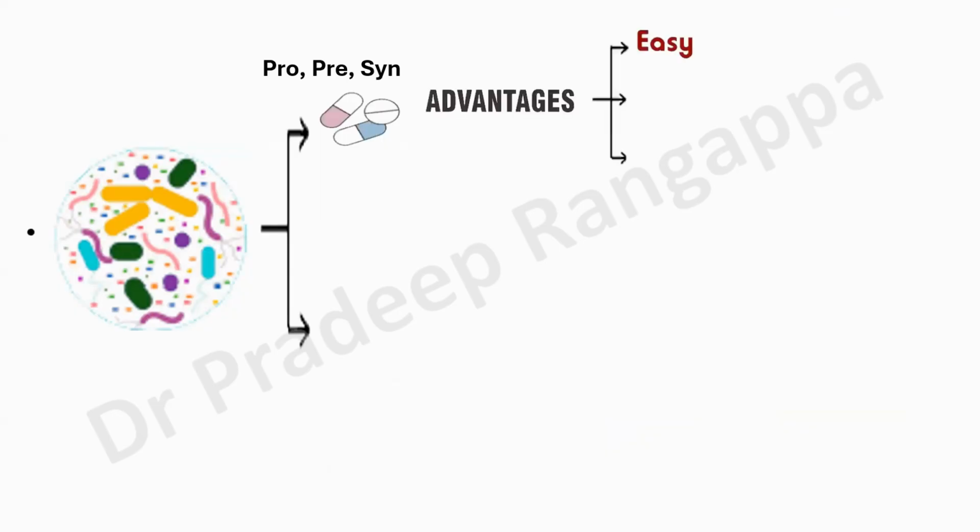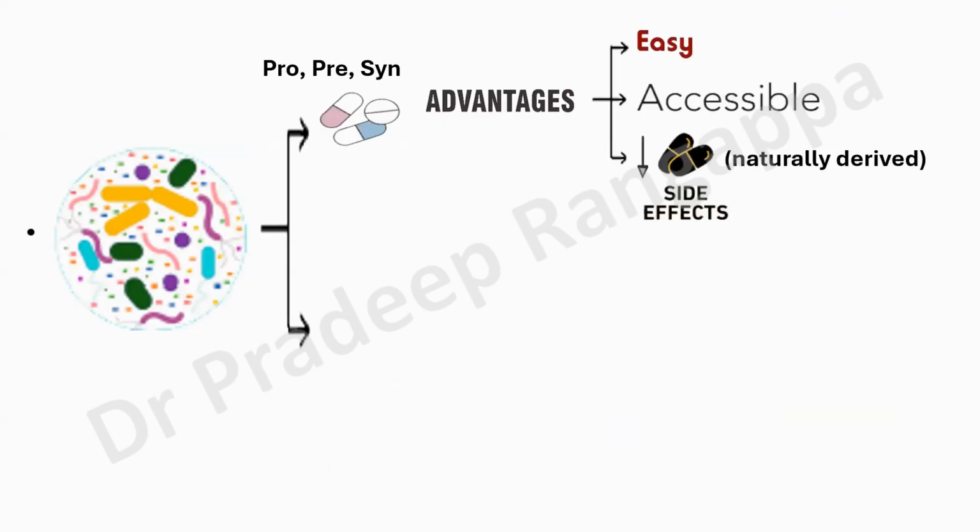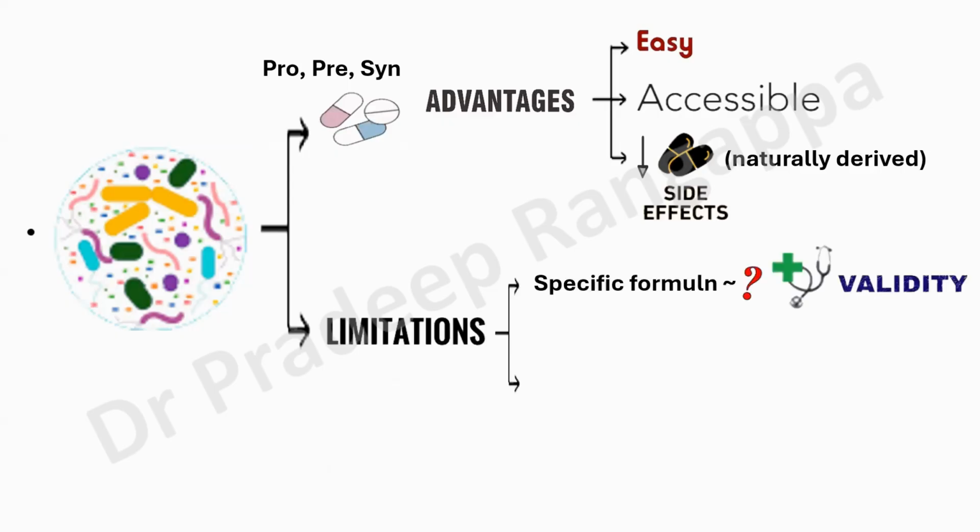Advantages are that it is easy to administer, easily accessible, and they're naturally derived fiber. When I say fiber, inulin is one fiber, or FOS is another that they have used, or they have used butyrates. Short chain fatty acids are also commercially available, which is acetate, butyrates, propionates. These are all short chain fatty acids which are commercially available to augment your gut health. These are naturally derived, so there are fewer side effects.